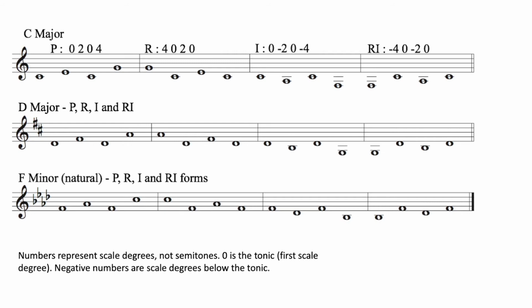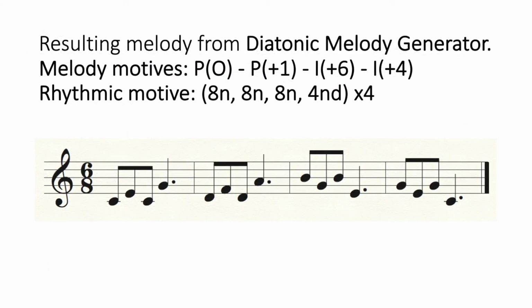We can take these 4 forms and see what they look like in D major and in F minor as well. The motive that we created, 0 2 0 4, is seen in the first measure here. Then we transpose it up 1. Then we have the inversion transposed up 6, and the inversion transposed up 4. The rhythmic motive is the same, and we use that 4 times to create this melody.